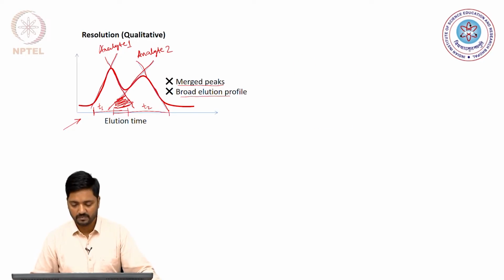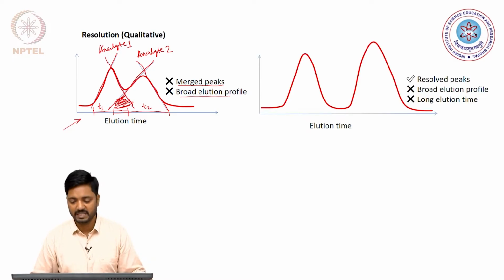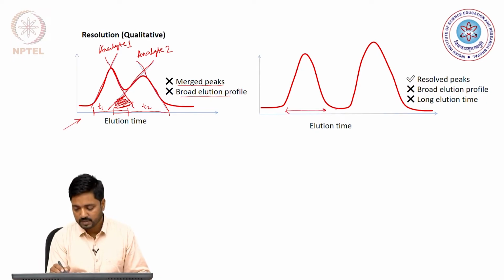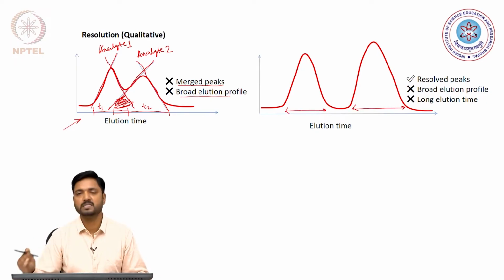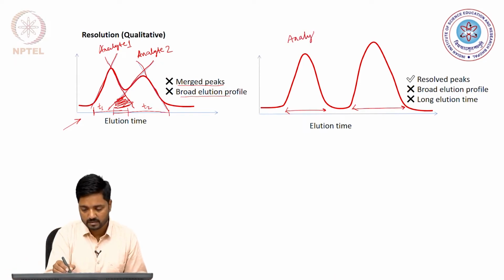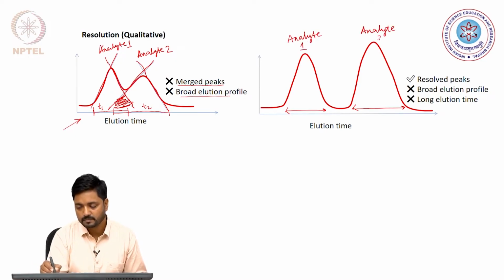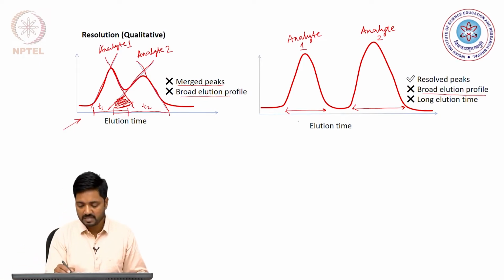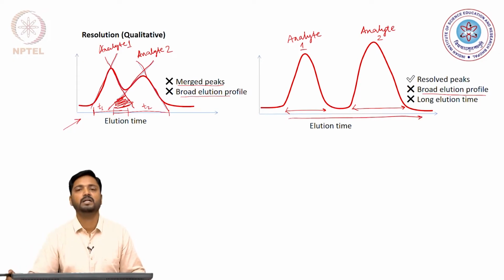When we do that, we can reach a condition something like this, where now the two peaks are decently resolved. That means, we will be able to separate out our analyte 1 from the analyte 2. However, there are two major problems here which are still existing. One is that these profiles are still pretty broad, and we can see that we have increased the elution time.